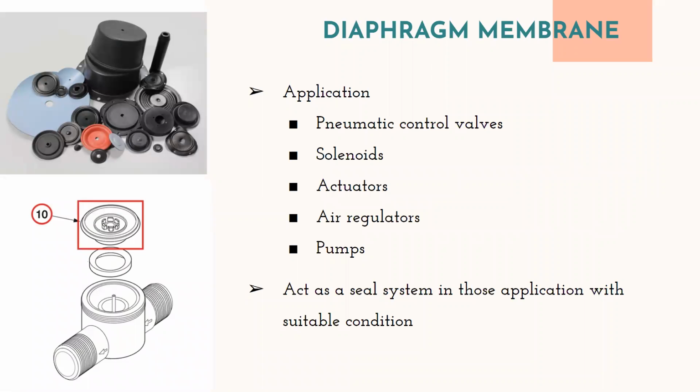The second one is diaphragm membrane. It is used to build pneumatic control valves, solenoids, actuators, aggregators, and pumps. Normally, it is used to act as a seal system in those applications with suitable conditions. So before we build the machine, we need to observe the condition of the operation of the machine first.